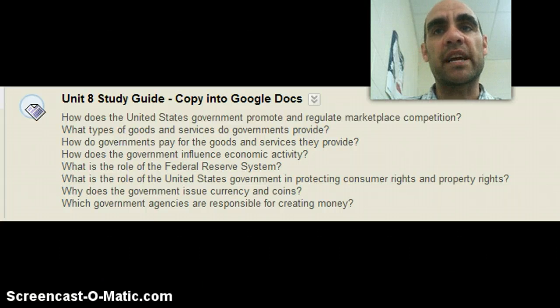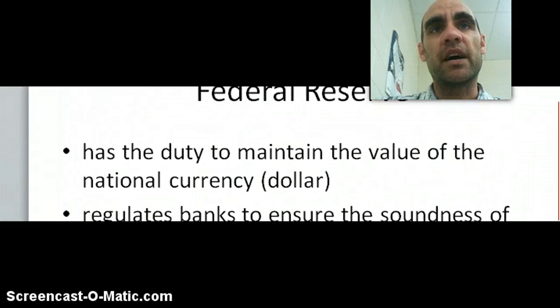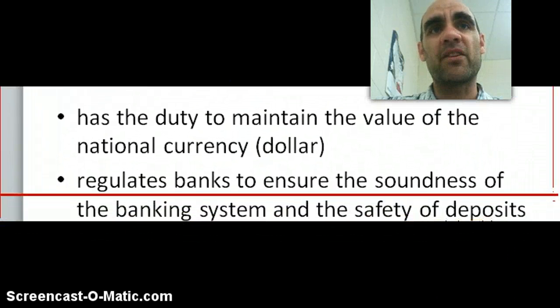The government influences economic activity. Remember, we talked about things like the reserve requirement and the discount rate, and the role of the FCC. Now, some of you haven't seen this. I changed this up a little bit. I made it a lot simpler.